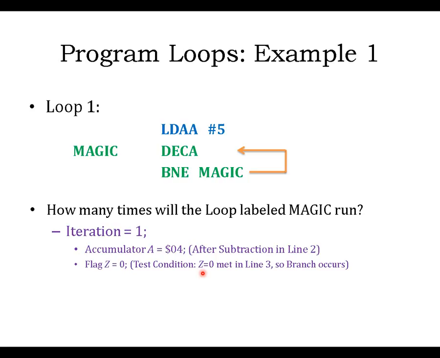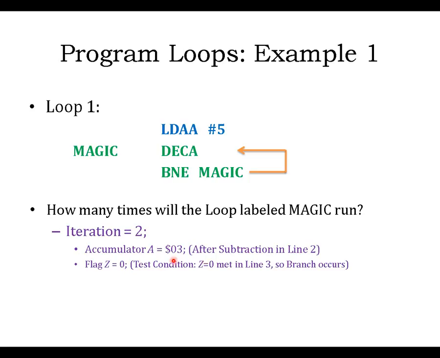So tell me whether the branch will occur or not. Branch will occur, right? Because the condition is meeting. The condition is Z equals 0. Meaning, if the condition matches, you will go back to line 2. So that means we are going back to line 2. That will be your iteration 2. Let's see what happens in iteration 2.